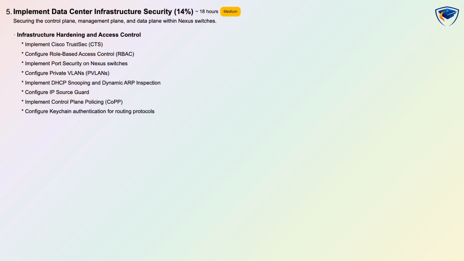Implement Data Center Infrastructure Security is 14% of the exam, medium difficulty, with an estimated 18 hours of study and scenario-based assessment. This domain teaches infrastructure hardening across control, management, and data planes by implementing Cisco TrustSec, role-based access control, port security, and private VLANs. You will also configure DHCP snooping, dynamic ARP inspection, IP source guard, control plane policing, and routing protocol keychains to protect the fabric and administrative access.